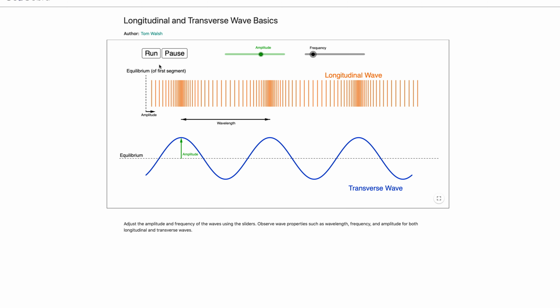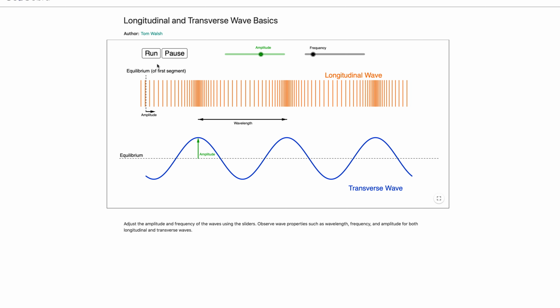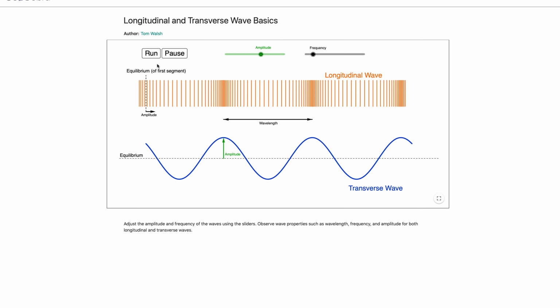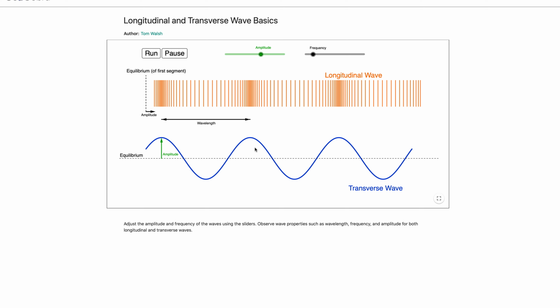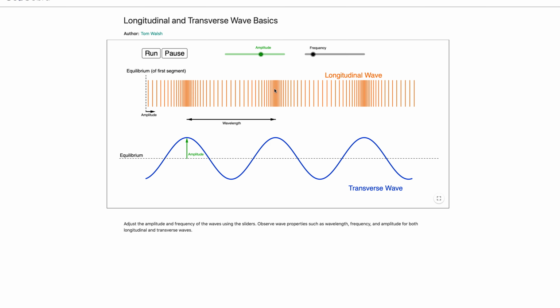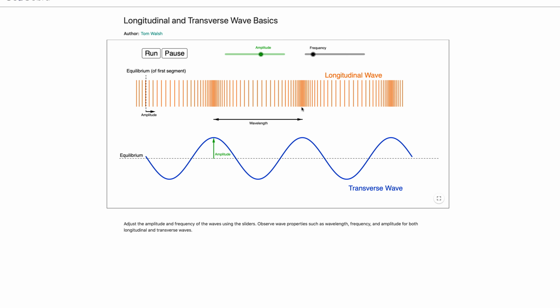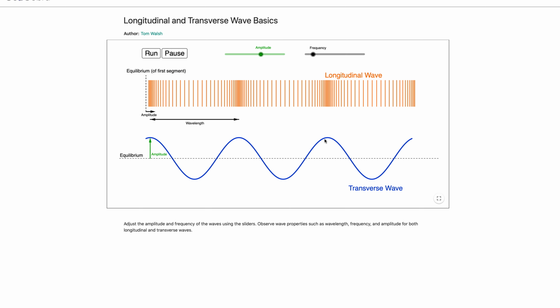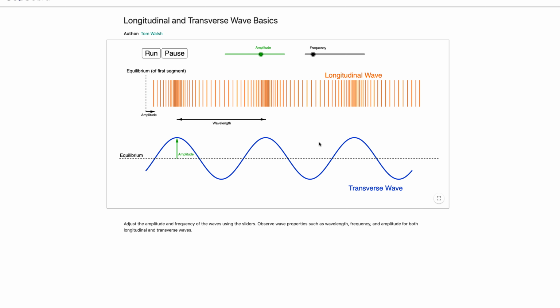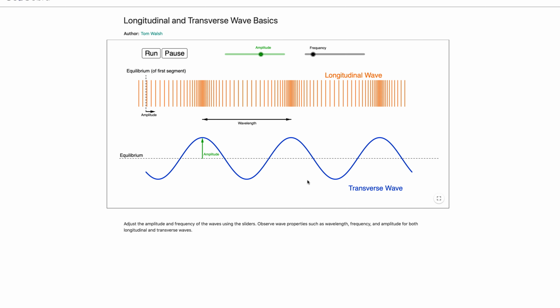And you'll notice when I press run here on this animation, you'll see that these areas of where the lines are compressed together would be related to the tallest part of this wave, and where they're stretched apart would be the low part of the wave.